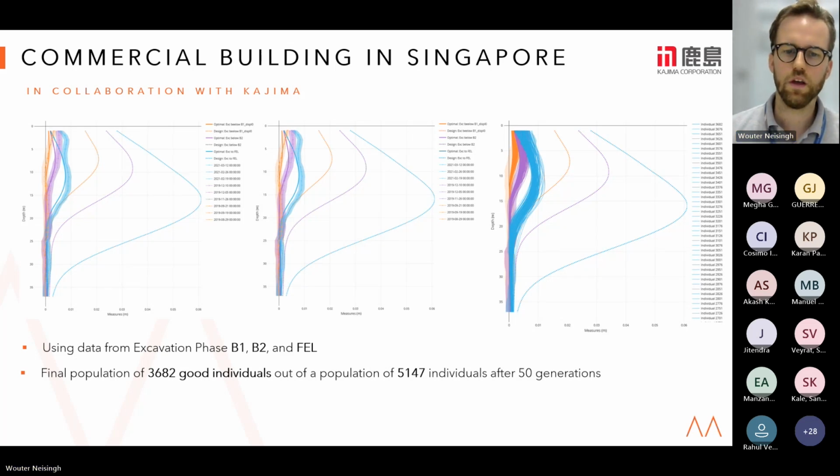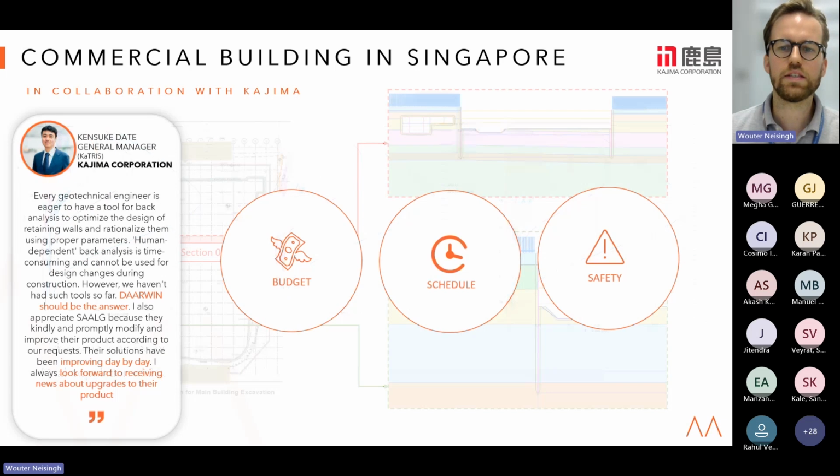So what this tells us is that thanks to these types of tools, companies like Kajima can significantly improve their projects. Just imagine what it means for the costs on your project if you can design more efficient and you can design lighter. Think about the time that you can save if you can run these type of analyses in less than 8 hours. And lastly, also the safety element of your project. Knowing better how the ground is going to behave when the project moves from the design to the construction phase is crucial in these type of underground constructions.